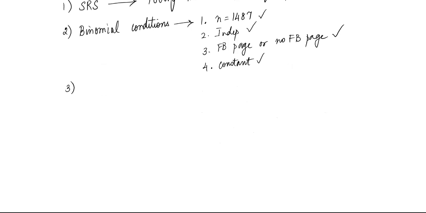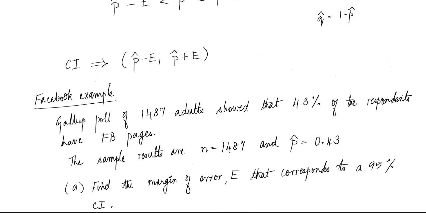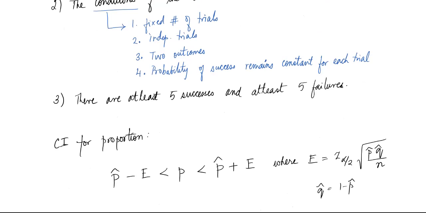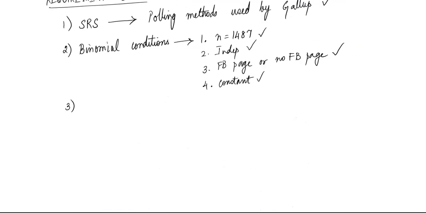There was the third condition that I almost forgot: there are at least 5 successes and at least 5 failures. So let's go to that. We have 43% who responded, isn't it? So do a little math there to see how many. This is the percentage, right? How many out of the 1487 would be the persons who responded having a Facebook page.